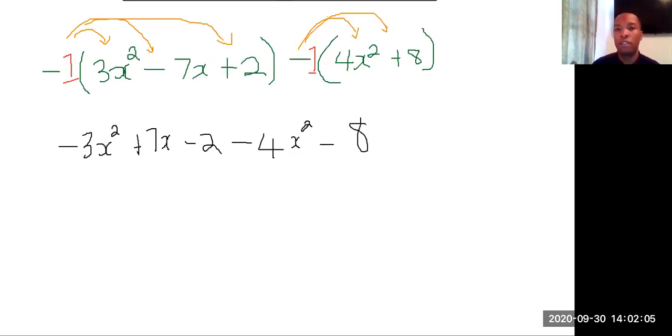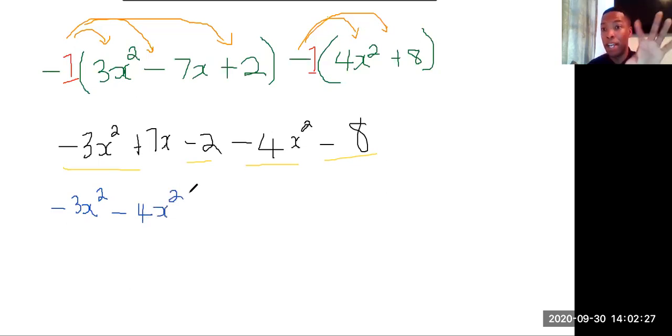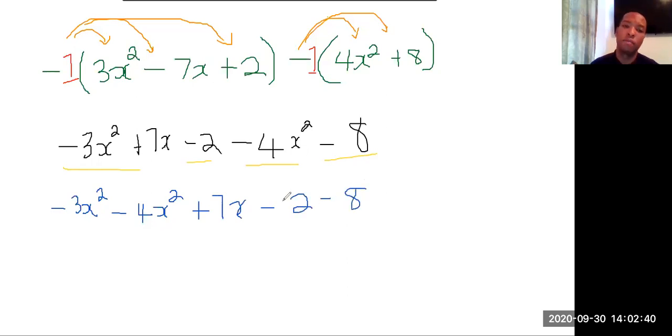Now the next thing I have to do is group my like terms. I have a -4x squared here and a -3x squared there. What else could be grouped? My -2 and my -8. So I'm going to rewrite this so that it's all grouped: -3x squared minus 4x squared. I'm already putting it in descending order because I know that I have to do that, so I'm just going to do it from the get-go. Then I have a positive 7x, and then I have a -2 minus 8. Now I simplify.